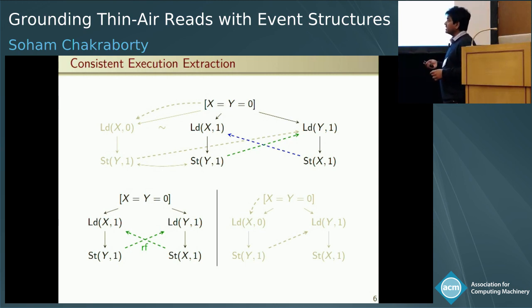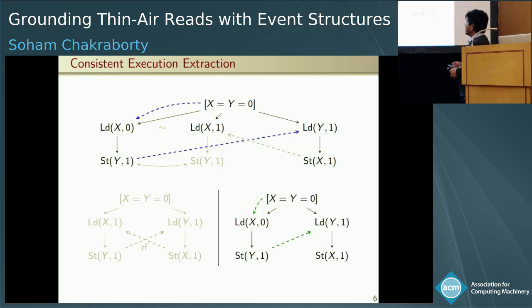So in this case, this execution is C11 consistent and actually justifies the behavior A equal to B equal to 1. So in addition to this behavior, we can also extract another execution by selecting the other branch of the thread, and we create an execution where A equal to 0 and B equal to 1 is a possible outcome.